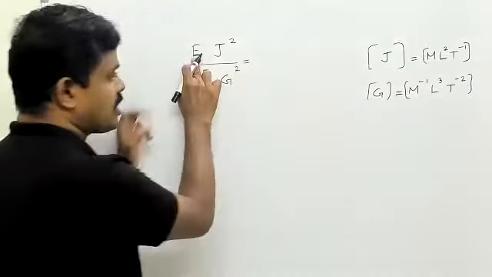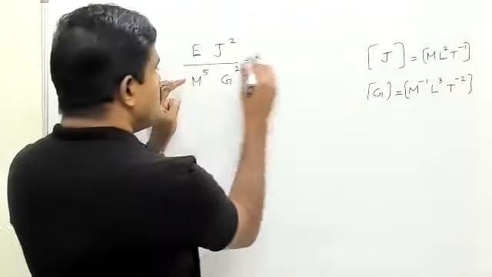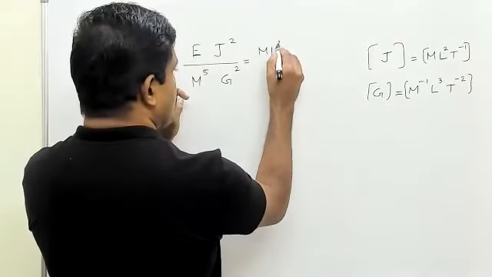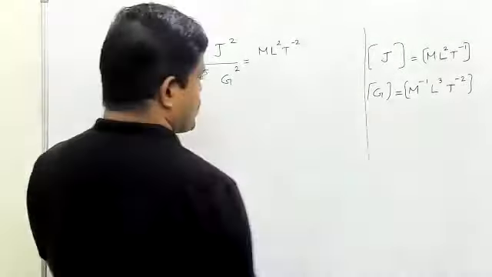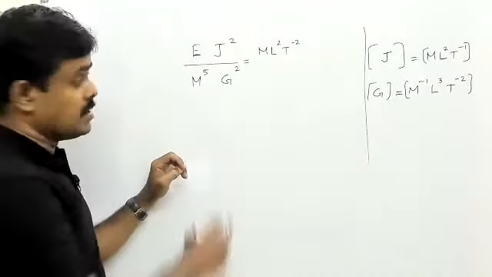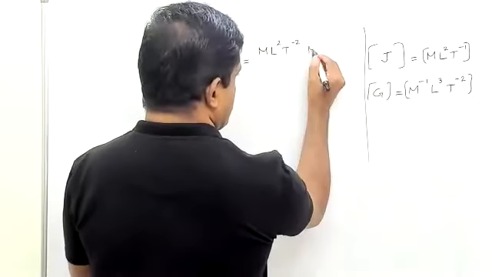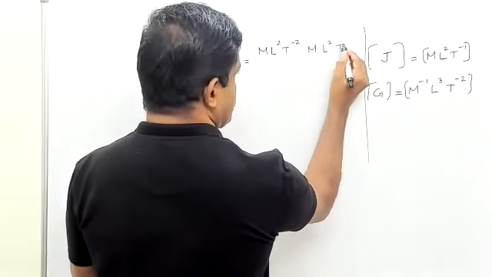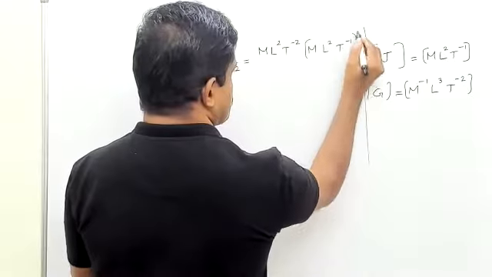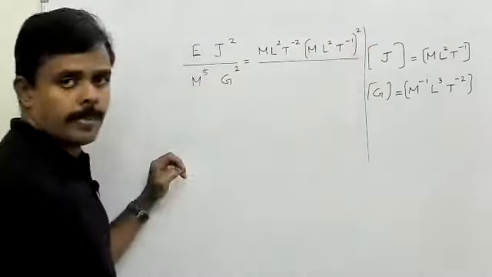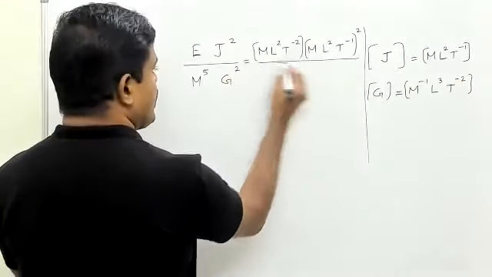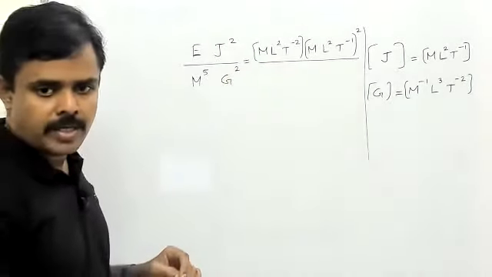E is energy, and its dimension is ML square T raised to minus 2. So: ML square T raised to minus 2 into ML square T raised to minus 2 into J square, which is ML square T raised to minus 1 square, divided by... I have just substituted for E and J. Then what will remain now?